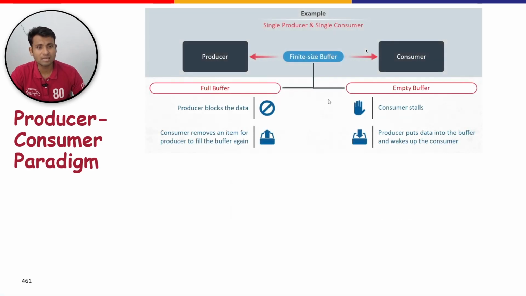The simplest example here is the single producer and single consumer who communicate via a finite size buffer. If the buffer is full, the producer has a choice of either blocking or stalling, or discarding the data. And once the consumer removes an item from the buffer, it notifies the producer, who starts to fill the buffer again. In the same way, the consumer can stall if it finds the buffer empty. Once the producer puts data into the buffer, it wakes up the sleeping consumer.